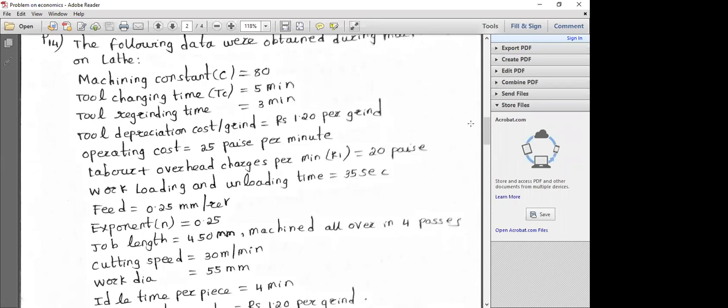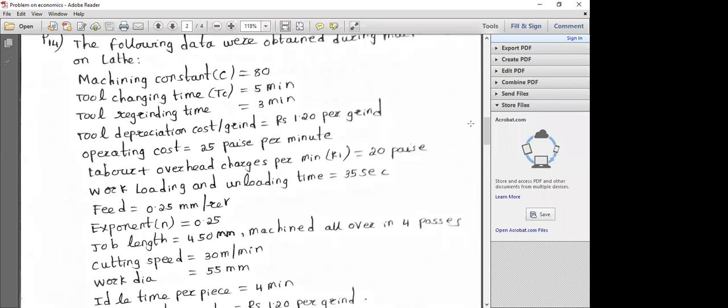It is 3 minutes. The tool depreciation in that problem has actually been given with a wrong spelling, as tool depression. It's not depression, it's tool depreciation, but I've corrected that, because typing errors are there even in university papers or some of the other material. So it is 1 rupee 20 paise per grind.